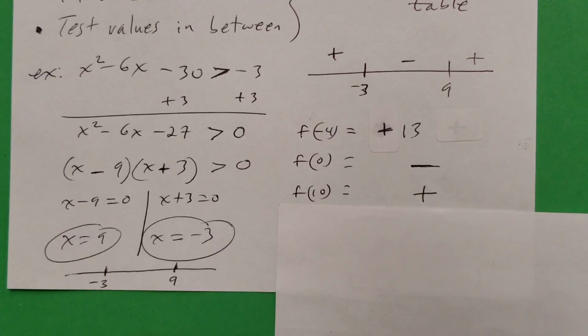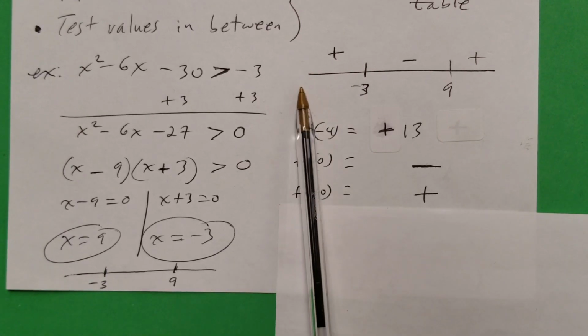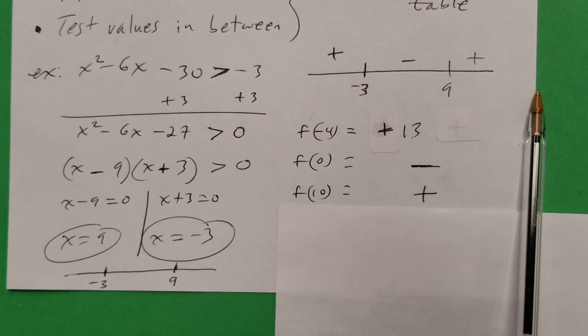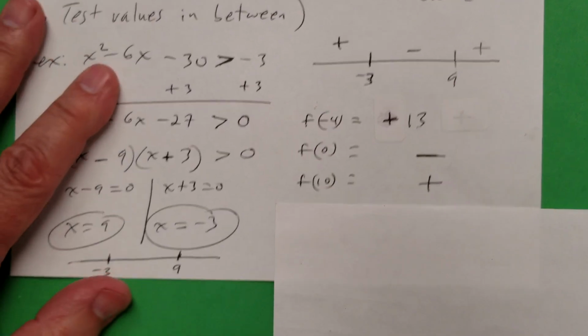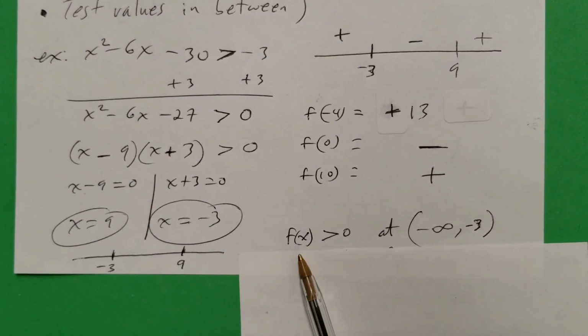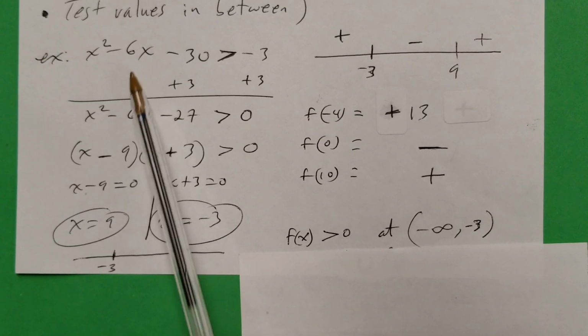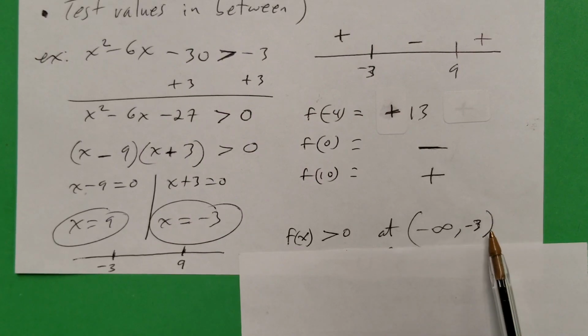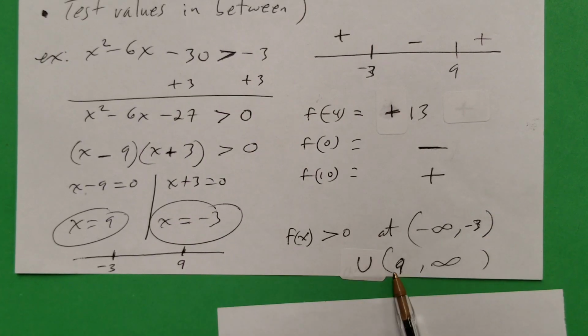Can you write those answers? Well, negative infinity until -3, and then 9 to positive infinity. So here's the final answer. Our function is greater than 0, right? That's this function we're working with. It's greater than 0 at these places: negative infinity to -3, not including -3, and 9 to infinity.